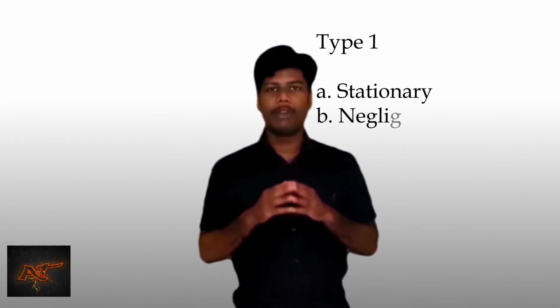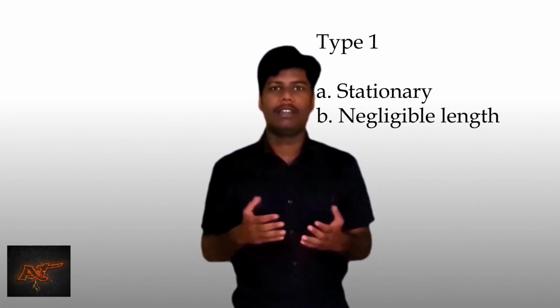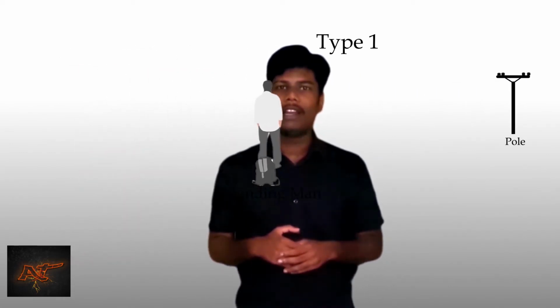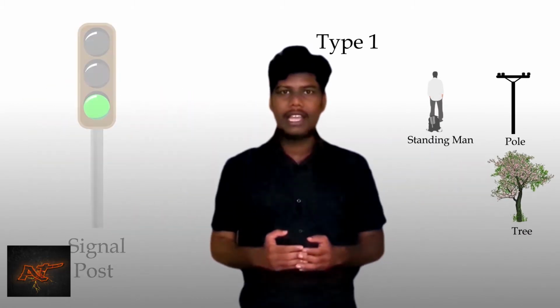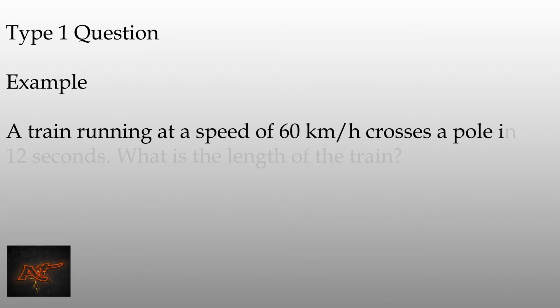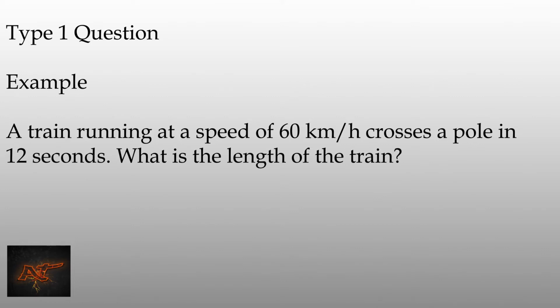The first type involves mainly an object which is stationary. The object's length will be negligible when compared to the train. It can be a person, for example, a pole, a man who is not moving while the train is passing, a tree, a signal post, etc. A question to understand the type: a train running at a speed of 60 km per hour crosses a pole in 12 seconds. What is the length of the train? Here, the stationary object with negligible length is the pole.